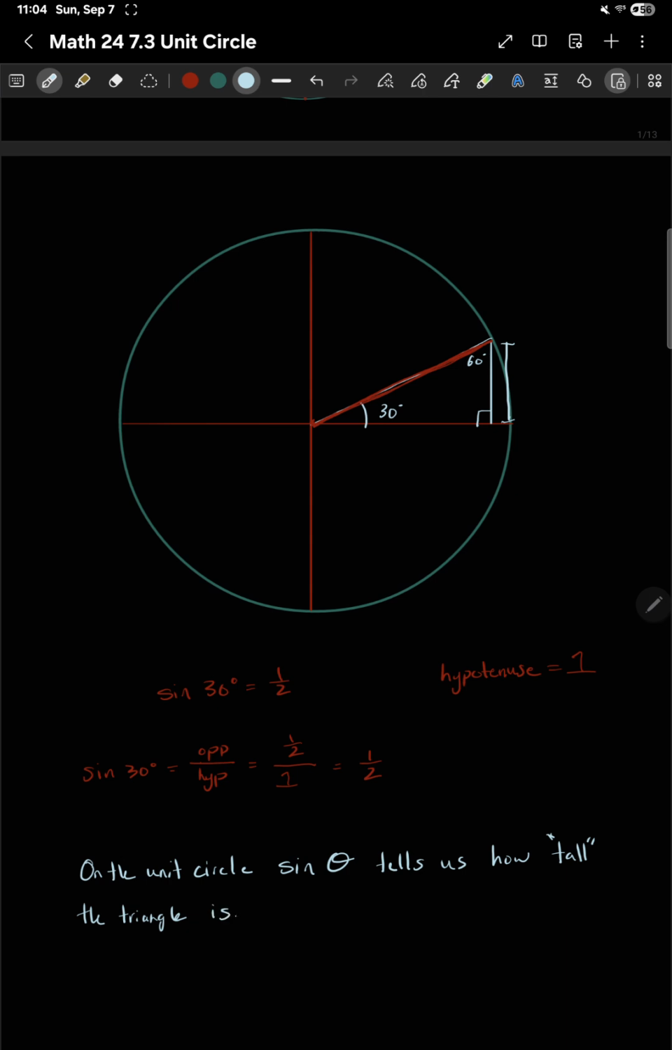And in this case, we already know the height of the triangle is going to be equal to 1/2. Cool.